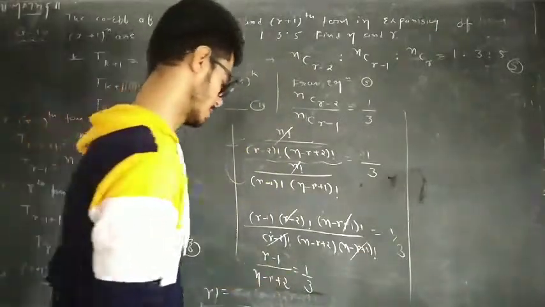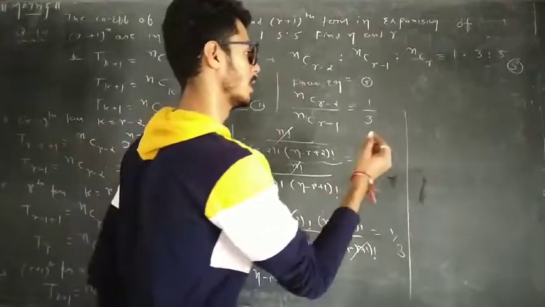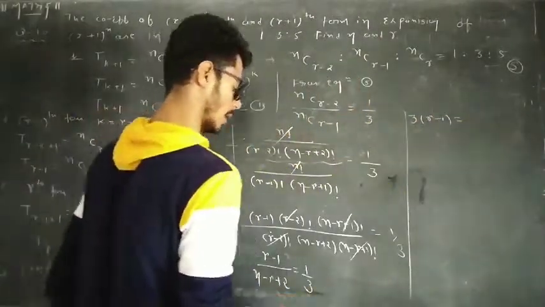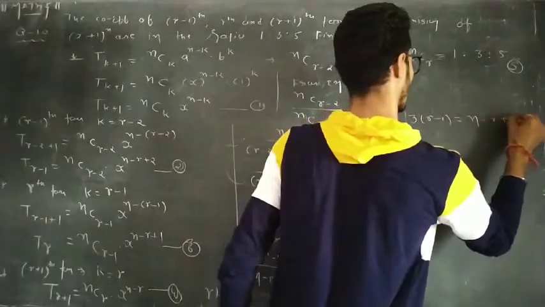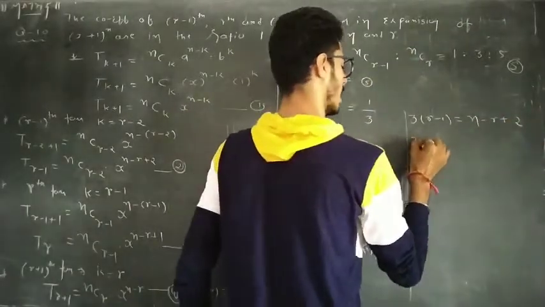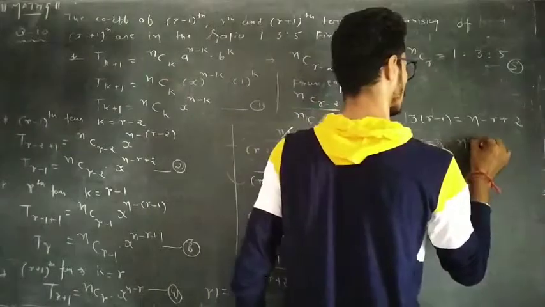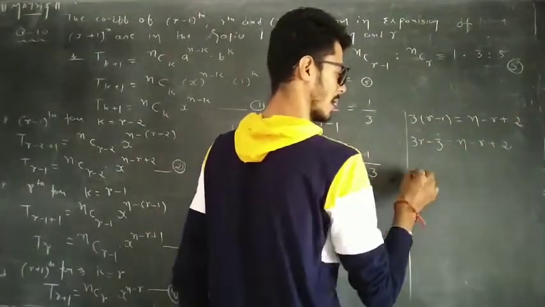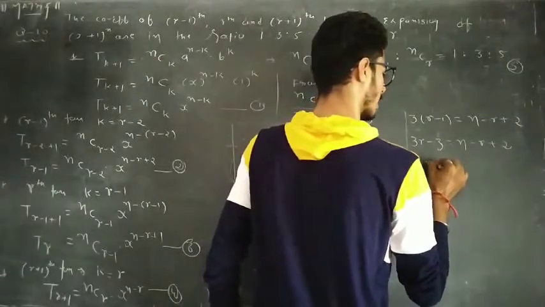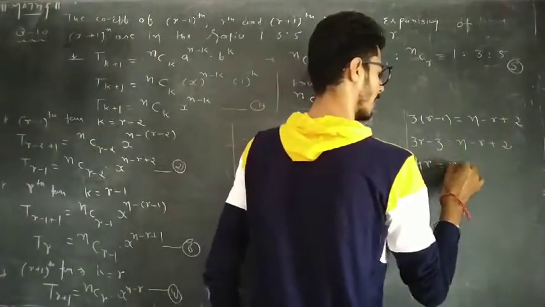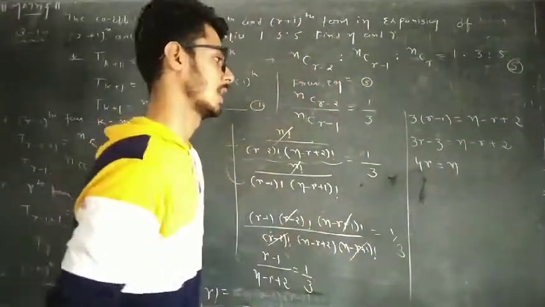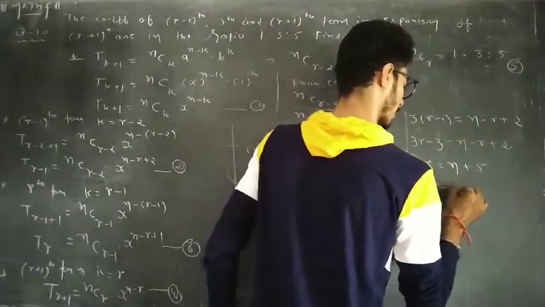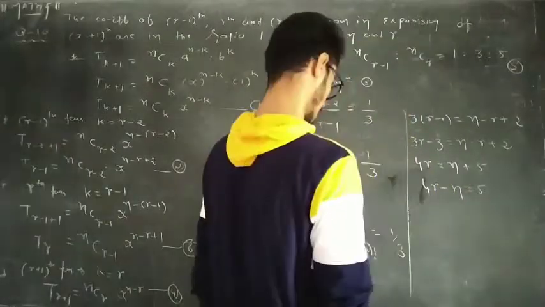Cross multiplying, it becomes 3 into (r minus 1) equals n minus r plus 2, which is 3r minus 3 equals n minus r plus 2. So 3r plus r, which is 4r, equals n plus 3 plus 2, so n plus 5. Ultimately 4r minus n equals 5.